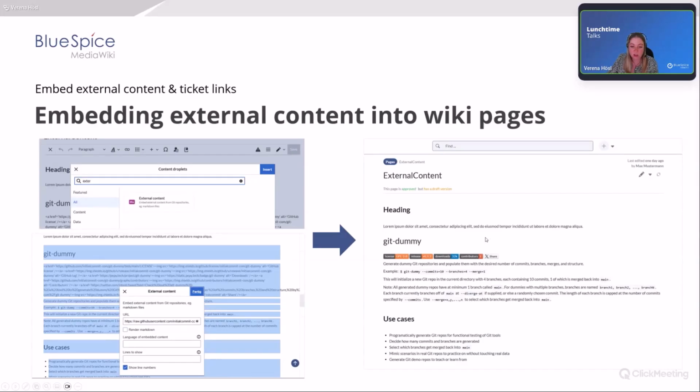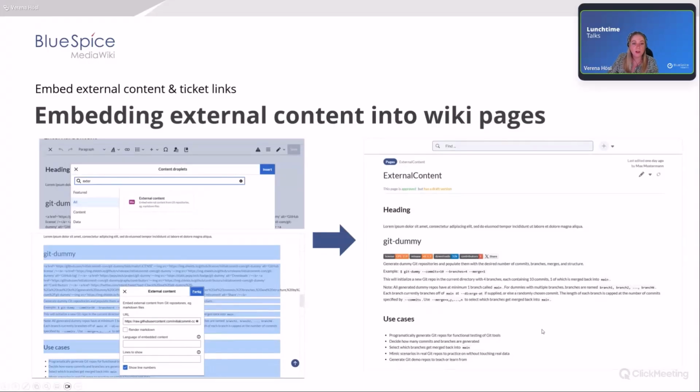What is pretty remarkable about that is that you don't have to update it. So if the content of this Git repo is updated at its original location, it also gets updated on the page of the wiki. So there's no double effort necessary to have an updated IT documentation in your wiki.